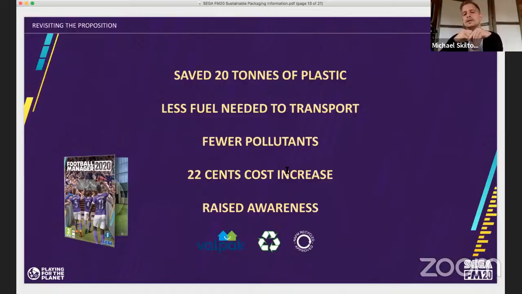It did cost 22 cents per item more to manufacture, which is a lot of money. But was it worth it? Did they actually still make a profit regardless, whilst also making the world hopefully a better place? I think the answer to that question is yes. And they also raised awareness. They made a statement and said, we're going to do things differently because this is the way that things should be done.